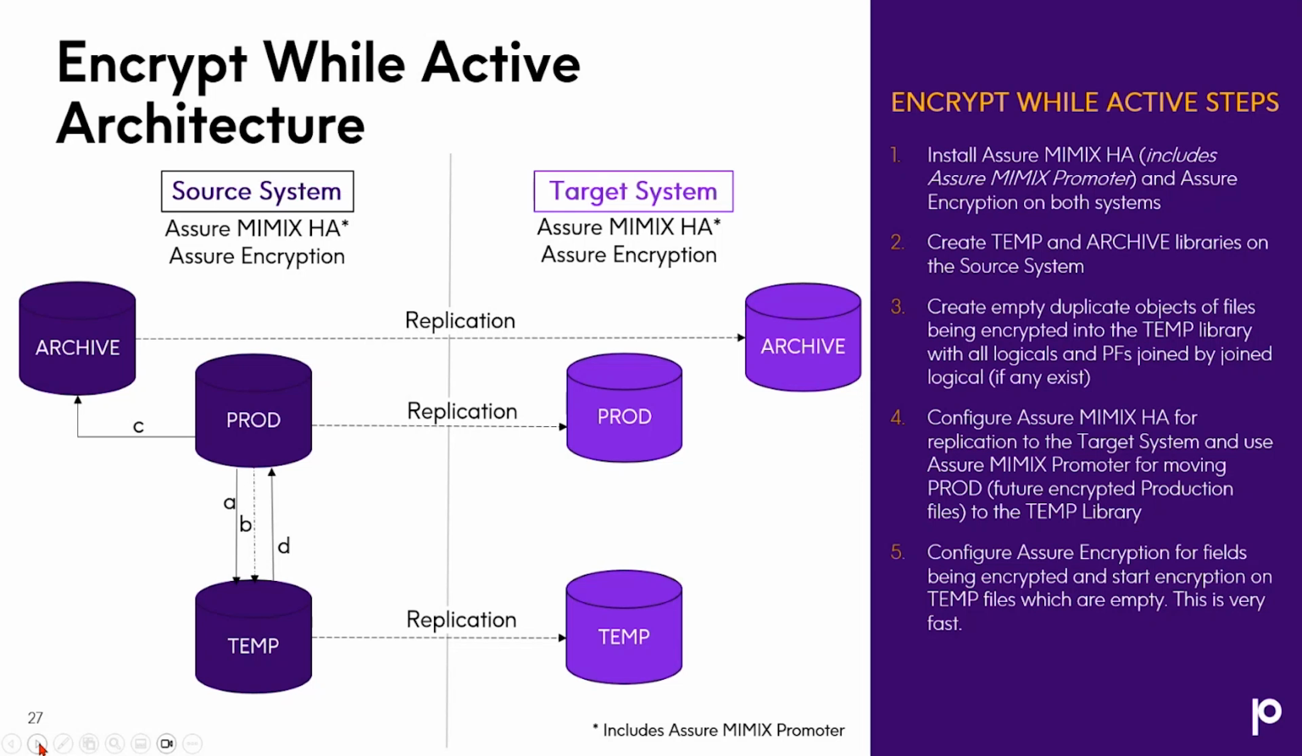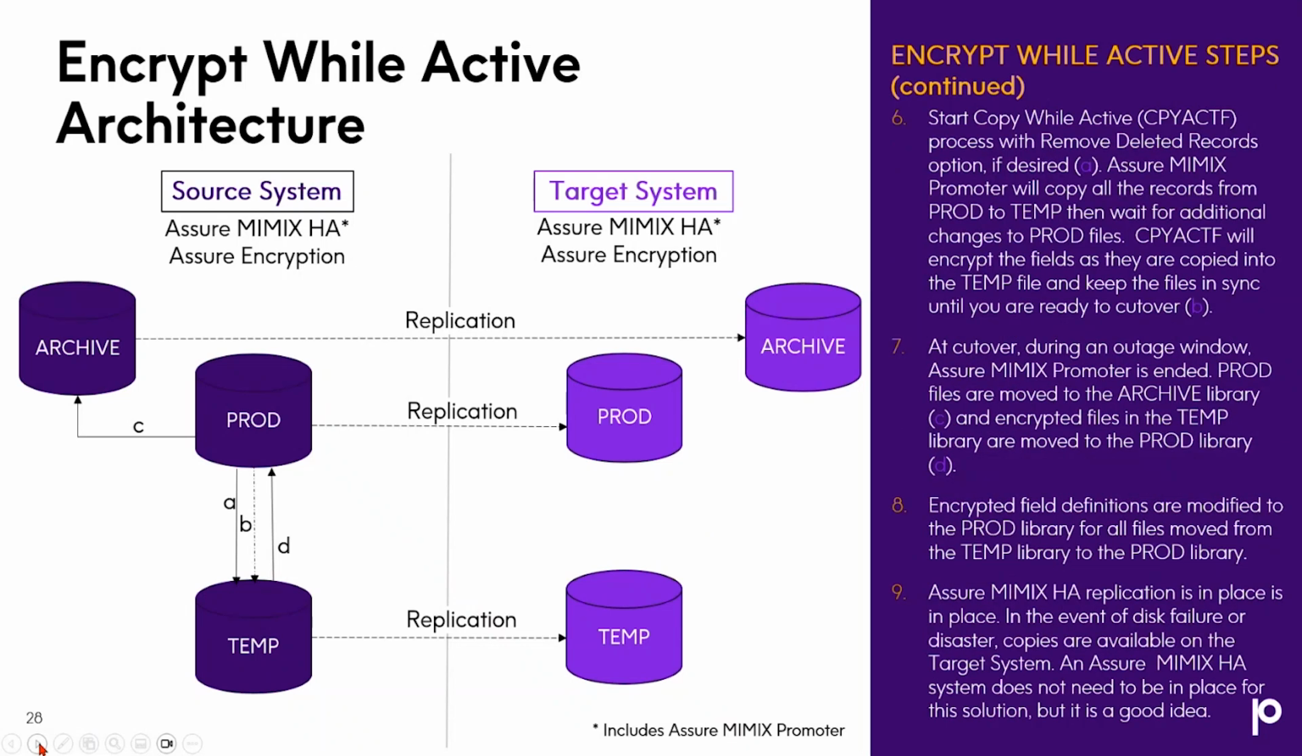And then we'll configure Mimics for replication to the target system, use Mimics Promoter for moving the production copy of the data into the temporary library, and then configure Assure Encryption for the fields that we want to encrypt. We'll start encryption on those in the temp library, and it's very fast. Next slide, please.